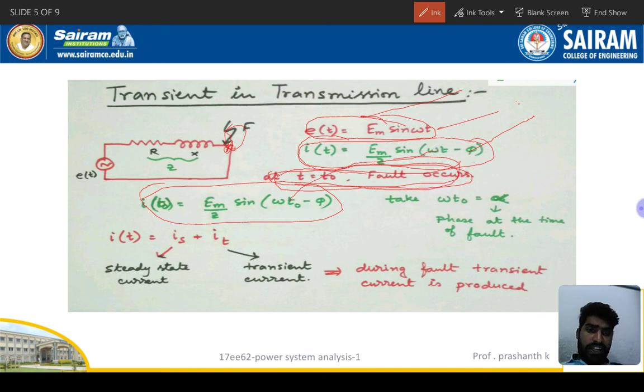So take ωt naught is equal to alpha, the phase at the time of the fault, I mean before the fault. So ωt naught is equal to alpha. So we will get fault current as i(t) is equal to i suffix s plus i suffix t. The steady state current is an AC component. This is a transient current. When the fault occurs, transient current is produced.